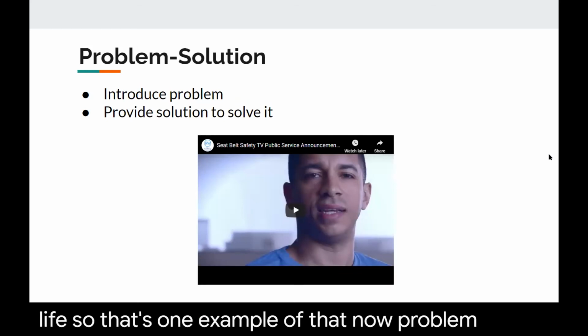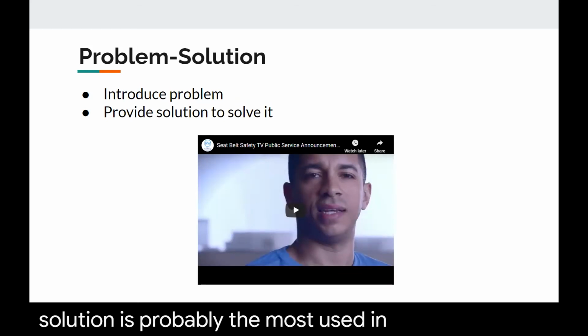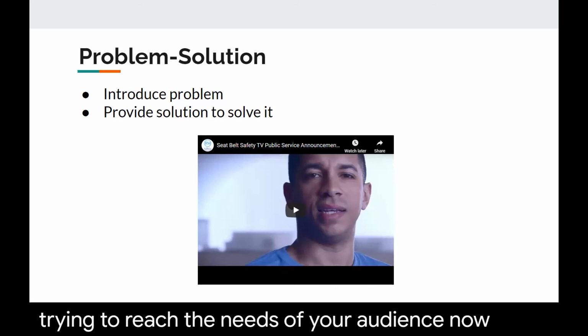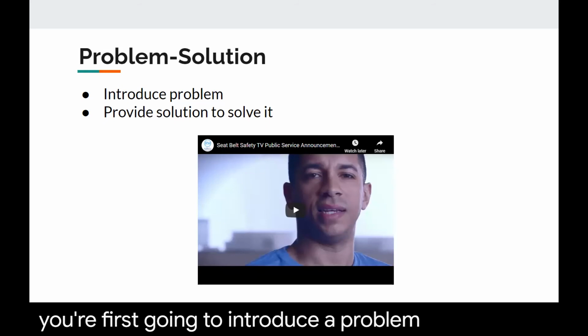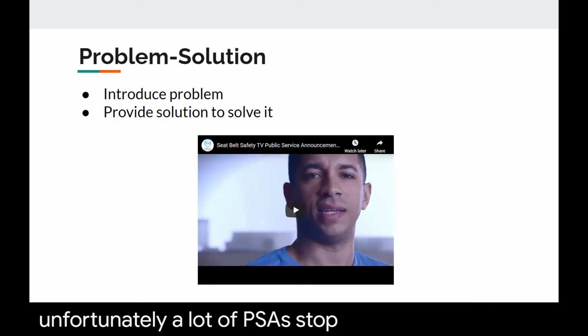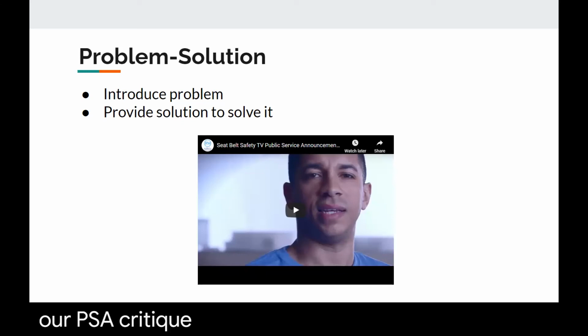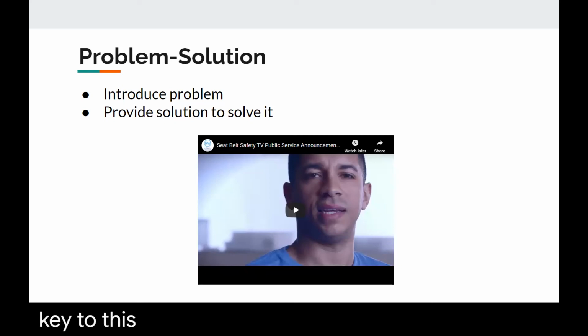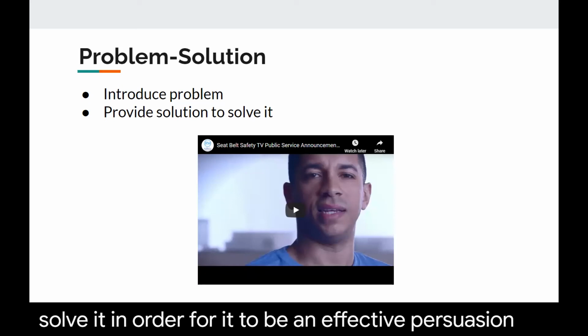Now, problem solution is probably the most used in persuasion because it reaches back to Aristotle and Maslow, trying to reach the needs of your audience. You're first going to introduce a problem, and unfortunately, a lot of PSAs stop there, as we saw in our PSA critique earlier this week. But the key to this type of persuasion is that you have to provide a solution to solve it in order for it to be an effective persuasion topic point.